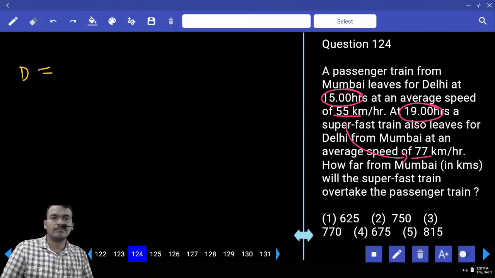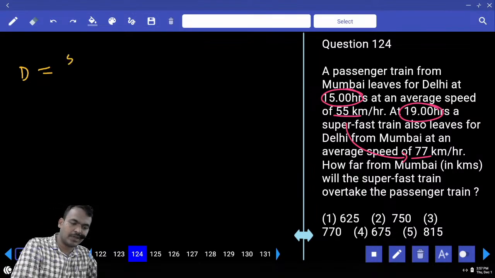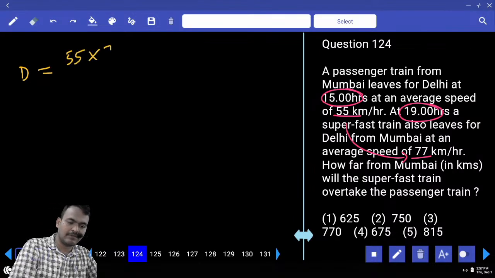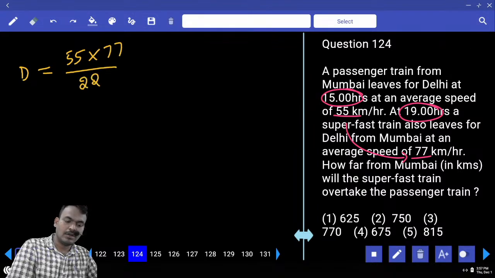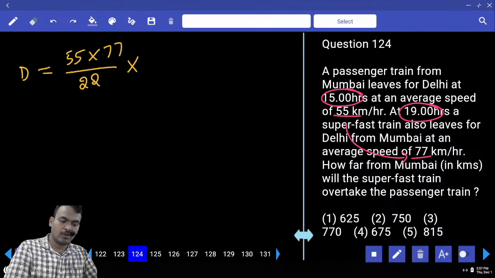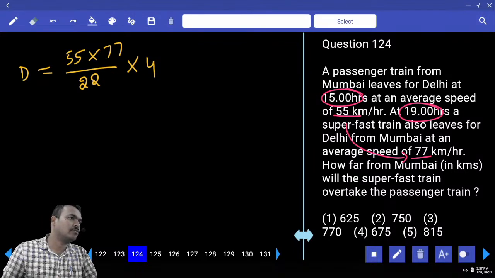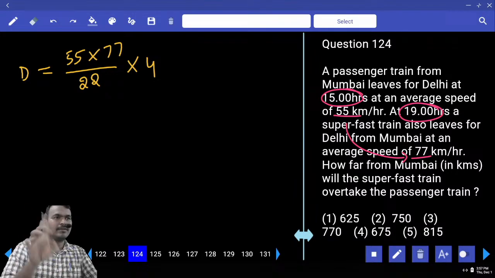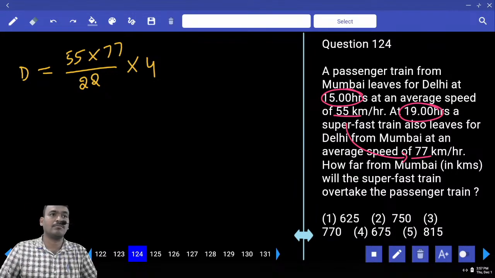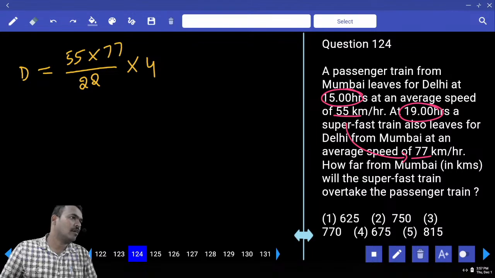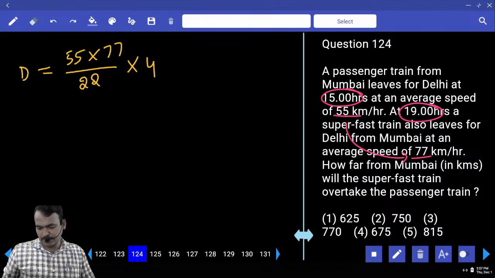Speed into time, or not? What is the speed in first case? 55. Speed in second case? 77. What is the difference of these speeds? 22 into time difference is how many hours? 4 hours, or not? Yes or no? Product of these speeds by difference of these speeds into time difference, or not? Answer must be a multiple of 11, because in 77 the 11 cancels, in 22 also 11 cancels, but in 55 there is no cancellation. Answer must be a multiple of 11. How many options? Only one. Which option? Second option.